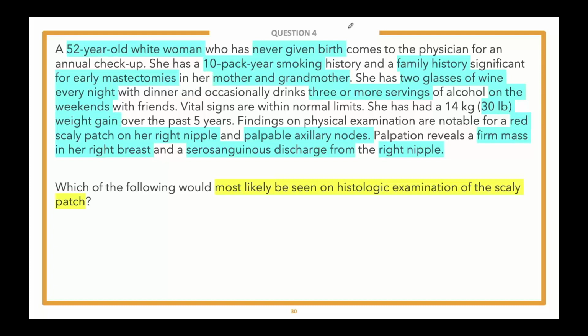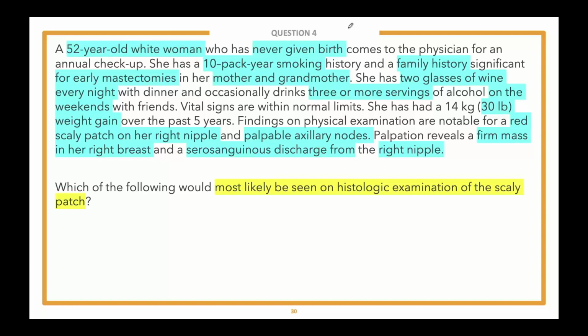Anytime we have reproductive history, have they had children before? Have they given birth? If so, how many? Always important. They give us some interesting family history there, and also some other social history things, and then they give us probably the most important, which is the physical exam findings. And hopefully those things that they tell you, we're starting to incorporate them, our brain is starting to churn a little bit. So let's take a look at this lead-in.